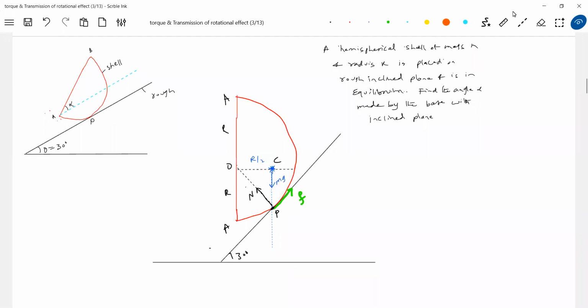So now can we take this angle as some beta, I'll call it. What is sine beta or cos beta? 60 degrees. So he's asking for that orientation. So what shall I put? Alpha, the angle made by the base AB with the inclined plane.